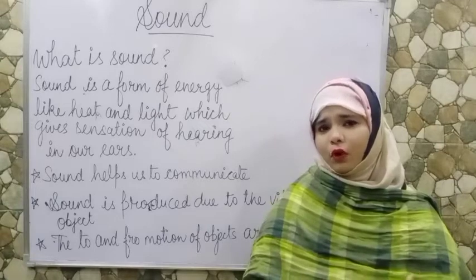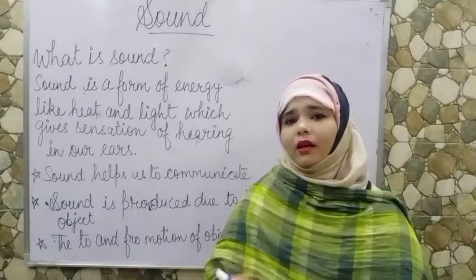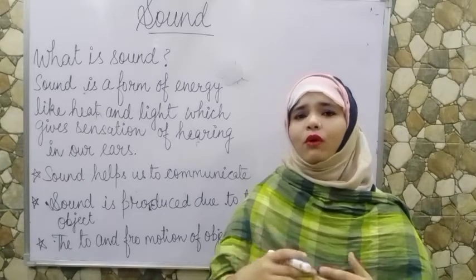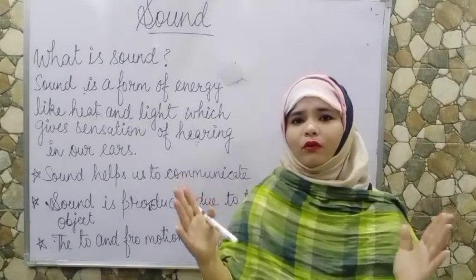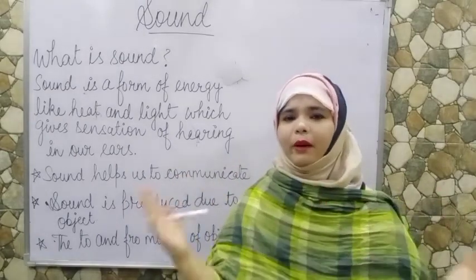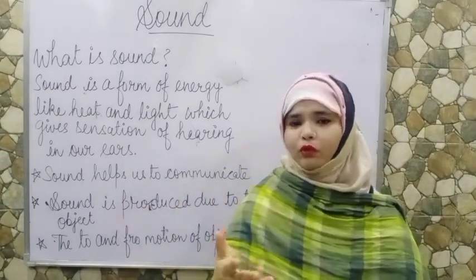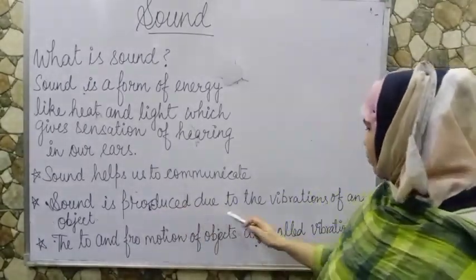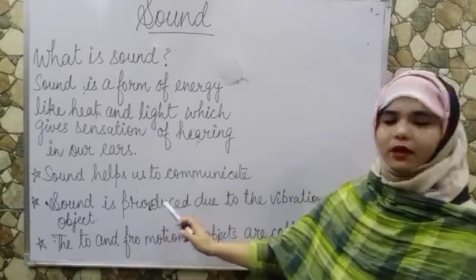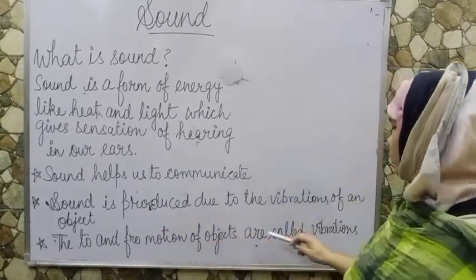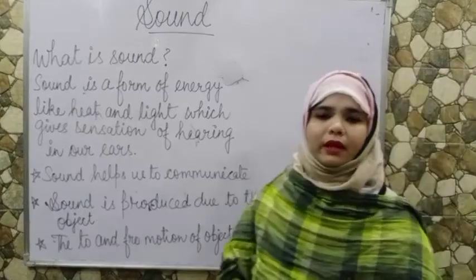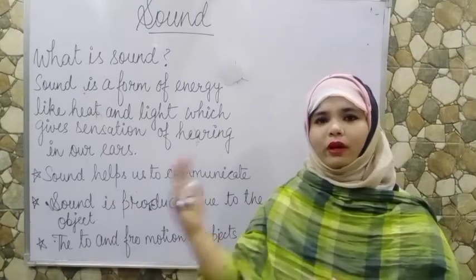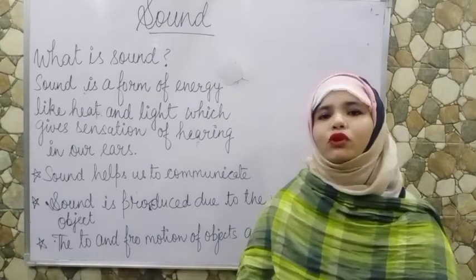So from that you conclude that a sound can be produced only when an object goes forward and backward, forward and backward. And this forward and backward movement is known as vibration. Sound is produced due to the vibrations of objects, right? The to and fro motion of objects is called vibration. That to and fro motion means forward and backward motion. This type of motion is called vibration.